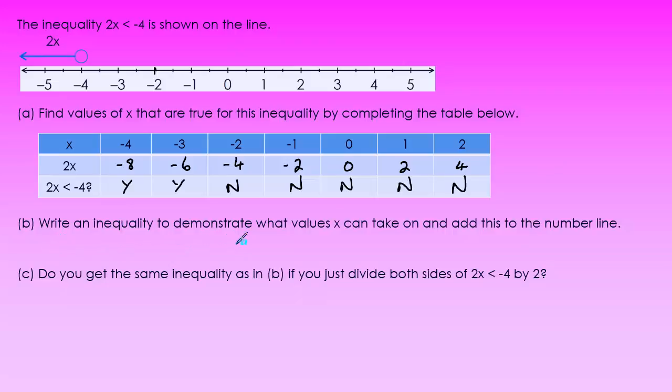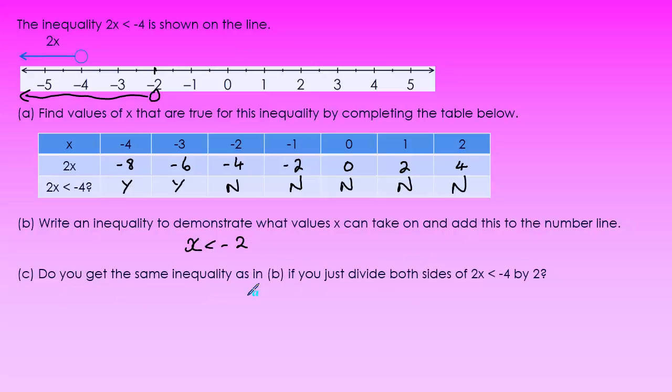Write an inequality to demonstrate what values x can take on and add this to the number line. Well, the boundary was when x was negative 2, because this was negative 4 and we said that was equal. So negative 2 just here, that's going to be the boundary. But when x was negative 3 and negative 4, those were okay, so the arrow would go this way. So it looks like x is less than negative 2.